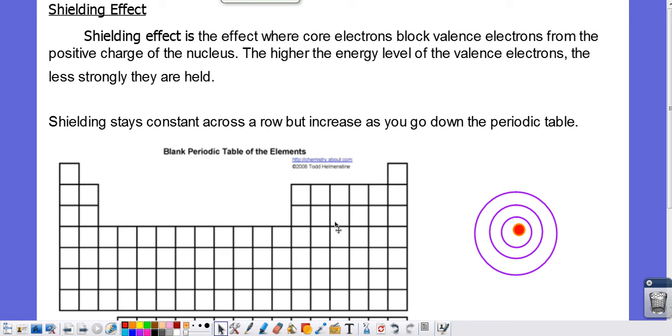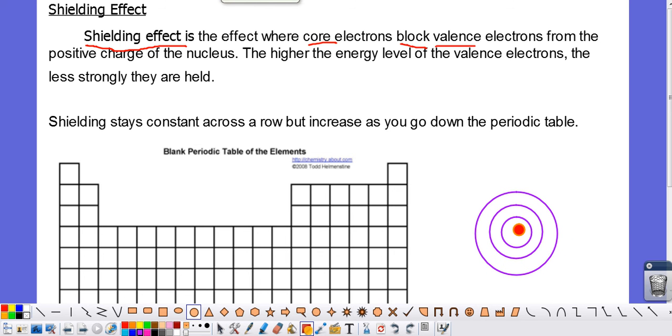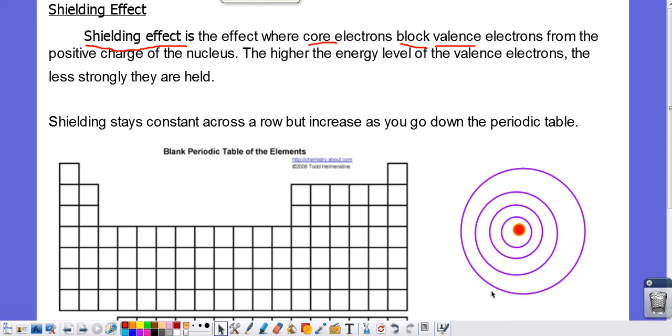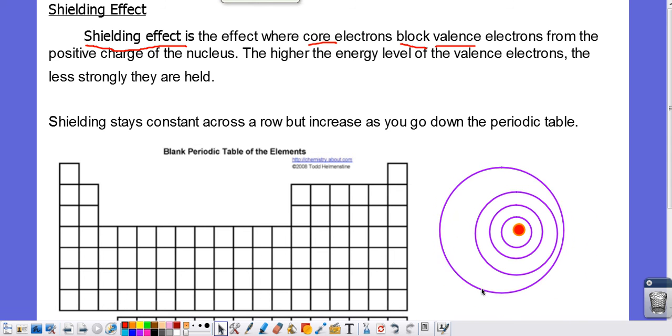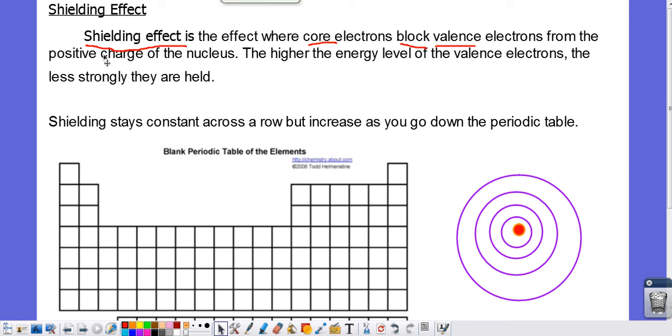As we add more energy levels, there's more repelling from the inner ones. The shielding effect is where the core electrons, these layers on the inside, block the valence. The valence is the outside. So right now, the third level is the valence for this element. If you had a bigger element, now this one has 1, 2, 3, 4 energy levels. So it might be calcium. Calcium has 4 energy levels. So the outside layer is repelled by all the inside layers. You can't get in there. That's blocked by them. So it's still attracted to the nucleus, but there's way more repelling.